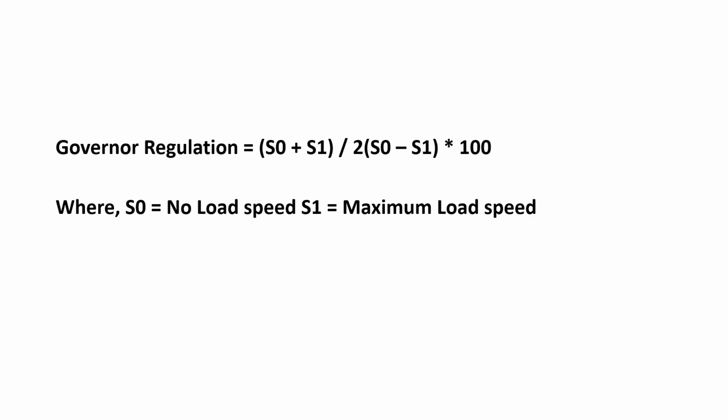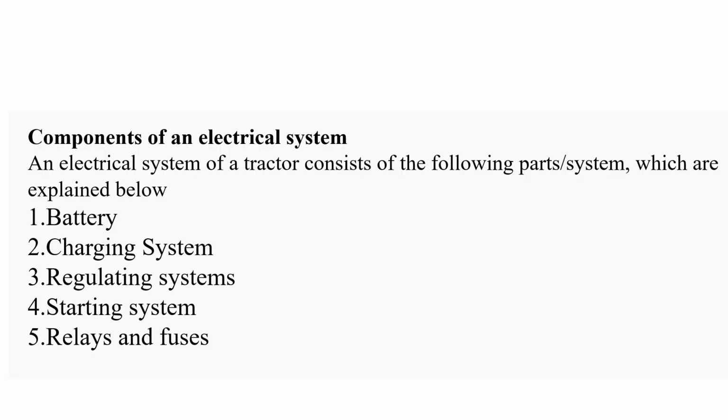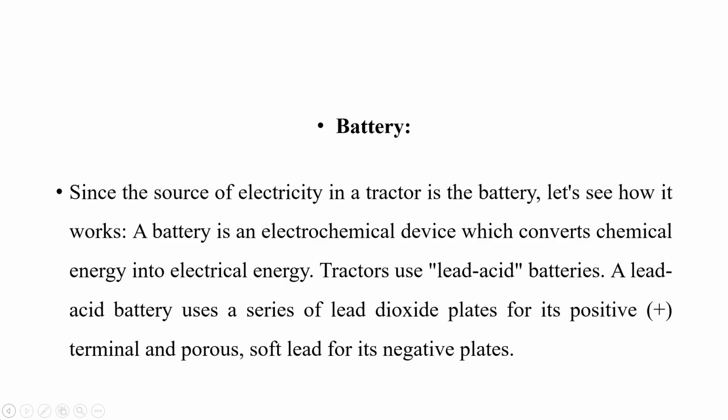That is what I have concluded in the case of governors, and now we are moving to the next topic, the electrical system. What are the components of the electrical system? The electrical system of a tractor consists of the following parts: the battery, the charging system, regulating and starting system, and also the relays and fuses. Each and every part, for example a switch or wire, is a part of the electrical system, and everything is needed for proper operation.